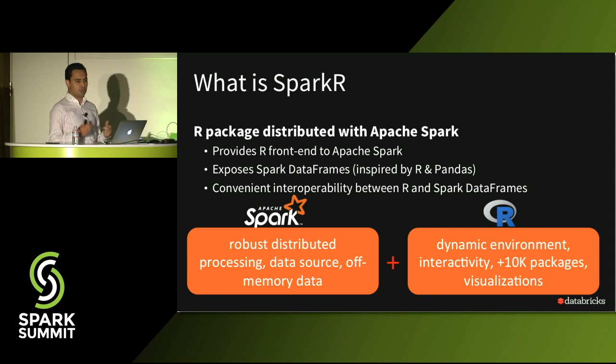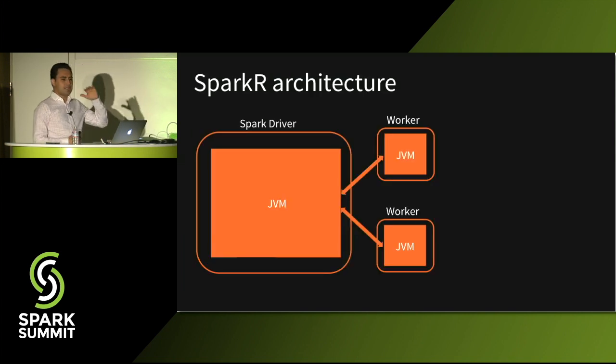Spark is a distributed and robust computing engine. And R is a dynamic environment with more than 10,000 packages. It's very interactive, and you get nice visualizations, as an example. So how is it happening? How are these two married together? Let's see how Spark works.